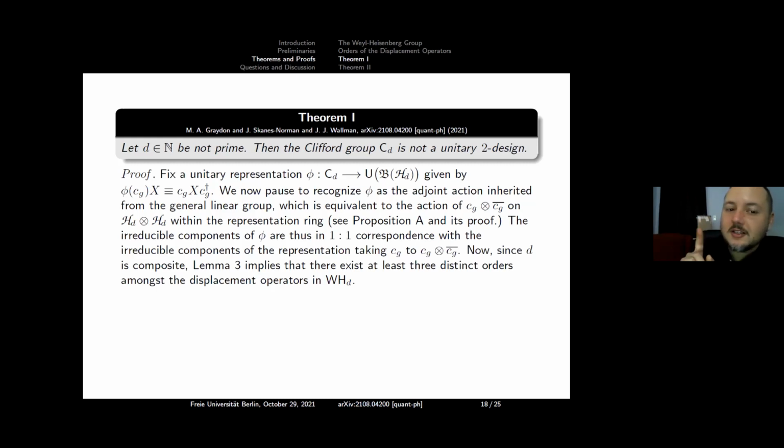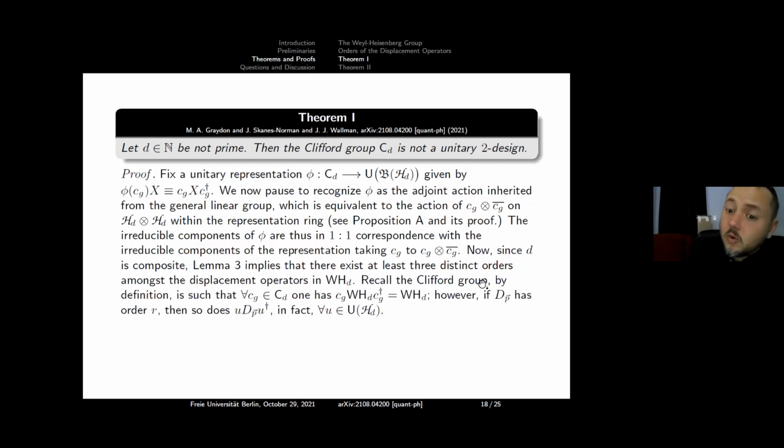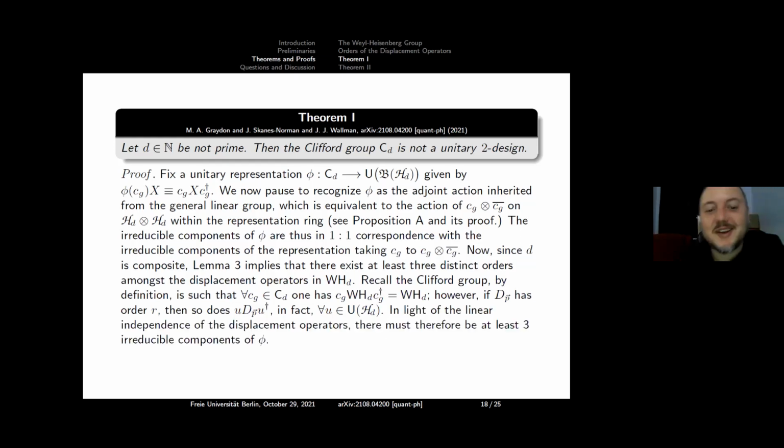Now, since D is not prime, as I just showed you, you can find at least 3 distinct orders amongst the Weyl-Heisenberg group, not the projective Weyl-Heisenberg group, the Weyl-Heisenberg group. Recall the Clifford group by definition is the normalizer of the Weyl-Heisenberg group. However, if a certain displacement operator has order R, then so does U D_p U dagger for any unitary, not just a Clifford unitary, for any unitary. There must therefore be at least 3 irreducible components of phi. Okay.